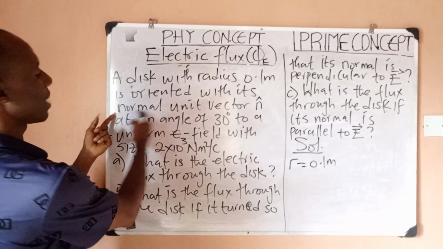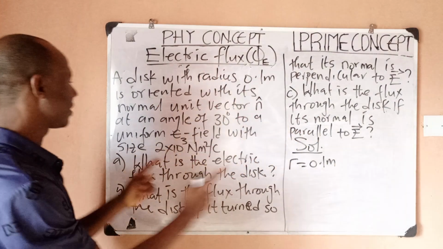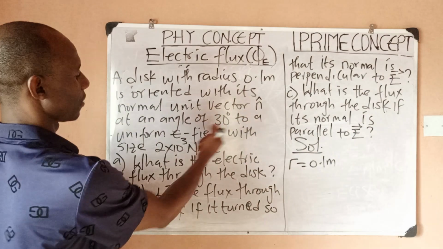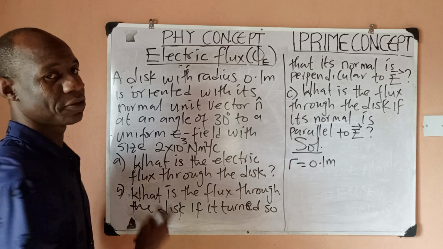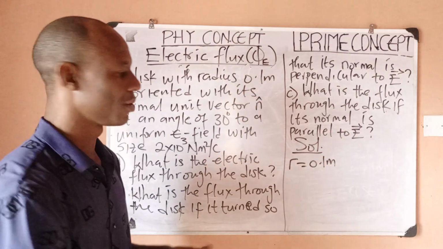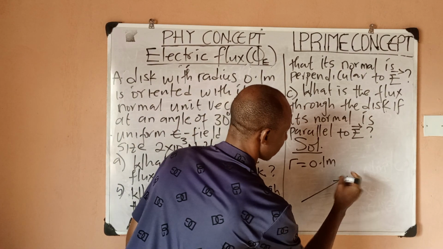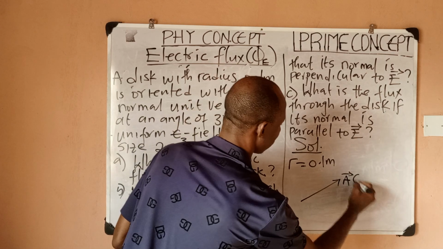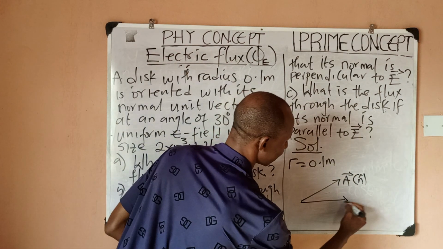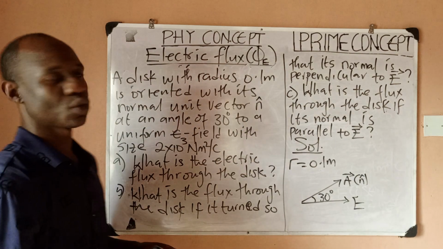That is to say, what this normal unit vector simply means is what I called area vector, right? With its normal unit vector n at an angle of 30 to a uniform electric field. That is to say, the angle between the area vector and the electric field is 30. So this is our area vector, which they called normal unit vector n. The angle between it and your uniform electric field is 30 degrees. So this is what we have, right?